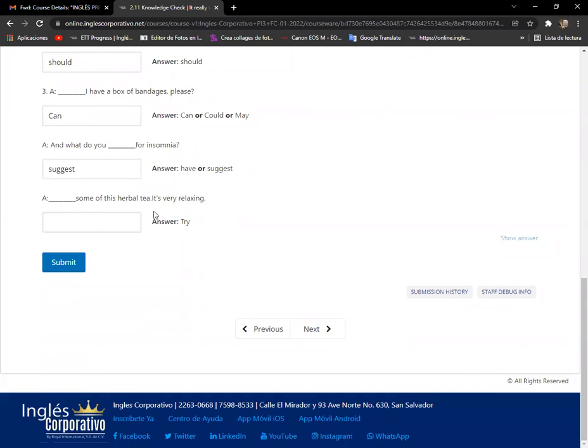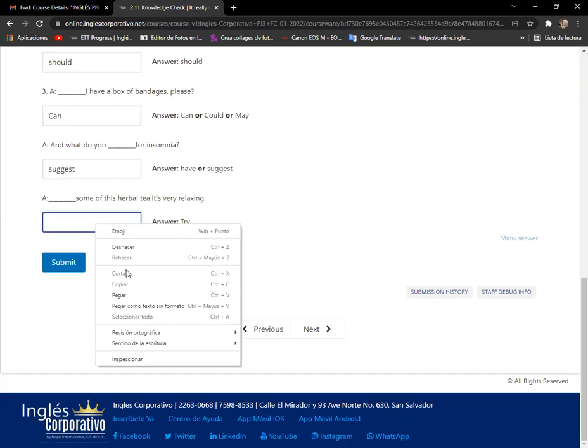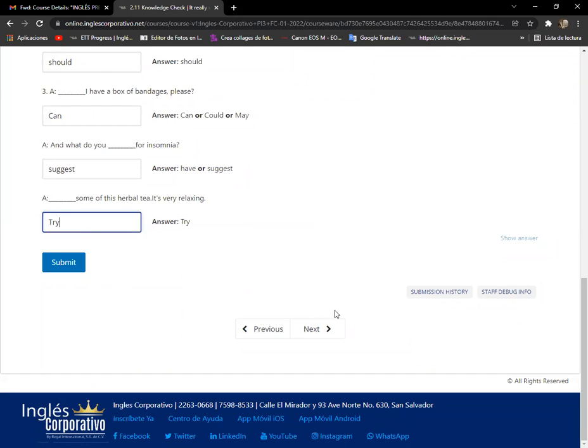Some of this herbal tea is very relaxing. Look, Miriam, this is for you. Try some of this herbal tea. It's very relaxing. This is the solution for all.